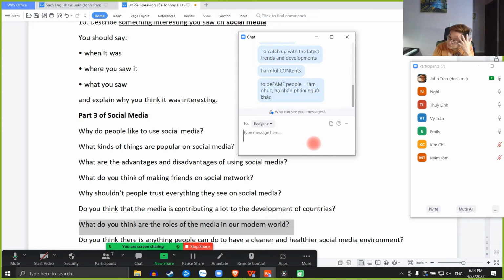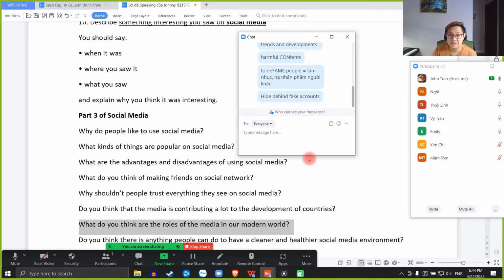To defame people. Có rất nhiều người khoái defame people trên mạng nha. There's a lot of people who really like to defame people online because they hide behind fake accounts. Đứng đằng sau mấy cái fake accounts, những cái account ảo. It's like, alright, so is there anything people can do? So you have to think about solution, you know? Các bạn phải nghĩ về cái giải pháp. Okay, mình nên nói về vấn đề trước, rồi mình có thể nói về giải pháp. Maybe it's better to talk about problems of social media environment now, these days, and then you can talk about solution for that.